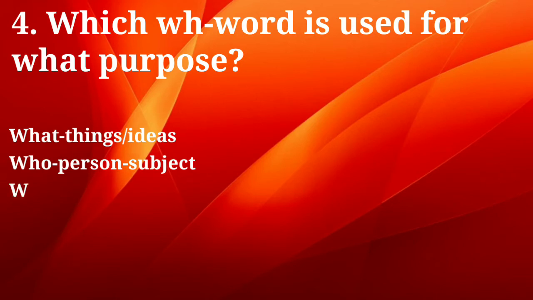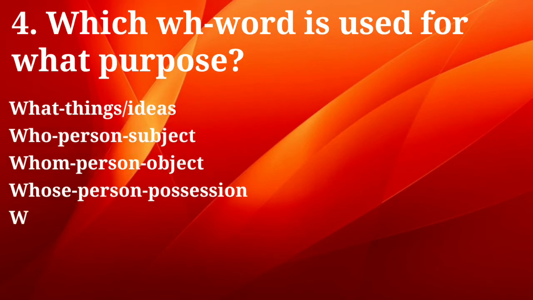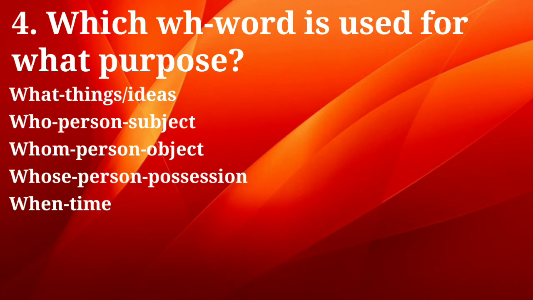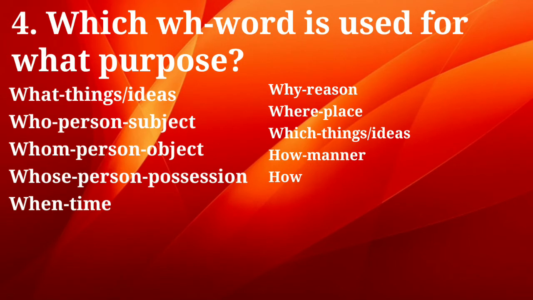The third WH word is whom, which is also used to talk about a person which is used as the object of the sentence. The fourth WH word is whose, which is also used to talk about or to get information about a person. Here, something is in the possession of somebody, so in that case we use the WH word whose. The next WH word is when, which is used to get information about the time. The next WH word is where, which is used to talk about or to get information about the place. The next WH word is which, which is used to get information about things or ideas.